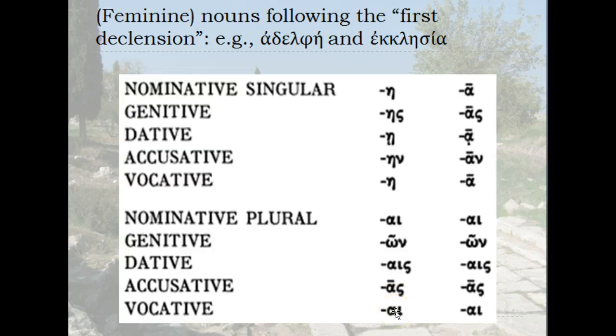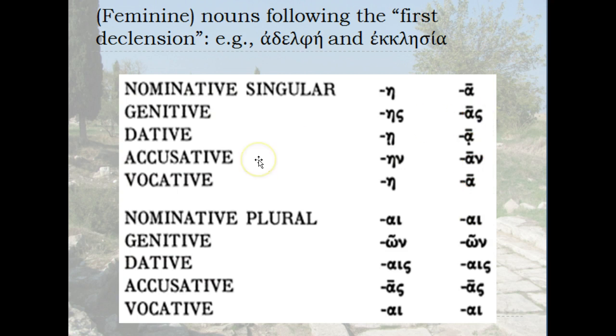Adelphai, hey, sisters. By the way, you'll always know you're dealing with a vocative because there'll be a comma after it in all printed editions of the Greek New Testament and also in the exercises. So that'll just be a little editorial clue that we're looking at a vocative as opposed to a nominative.